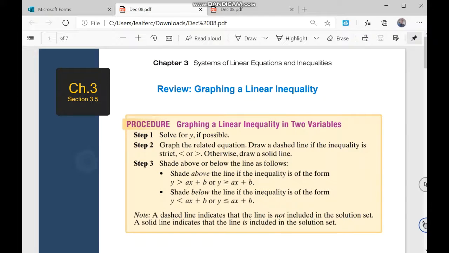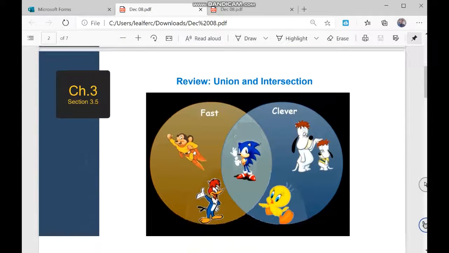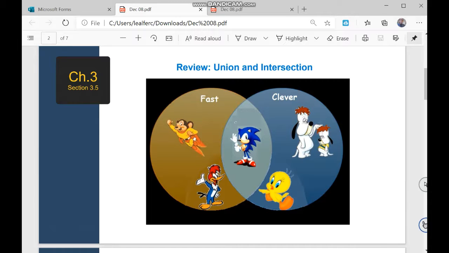Another thing that you have to remember from yesterday is the compound inequality, the union and intersection. This is another kind of funny slide, but just to help us remember. And the union is something that's easy to understand, right? Union is you put together everything. You add everything together, and if you have one set, the characters that are fast, and another set, the characters that are clever, if you're talking about the union of fast united with clever, you're going to have all the characters together.